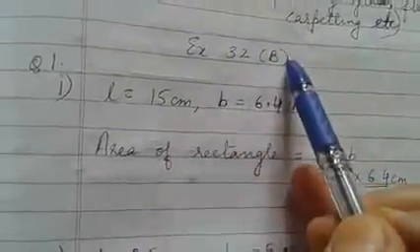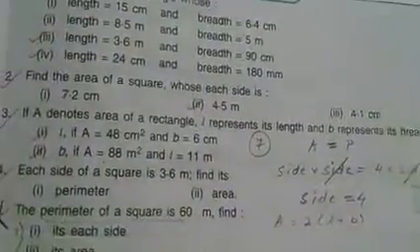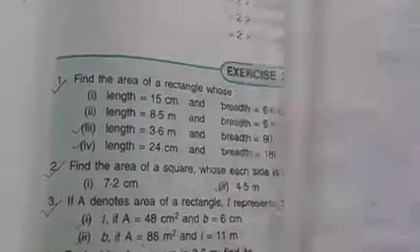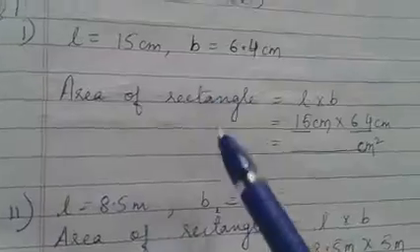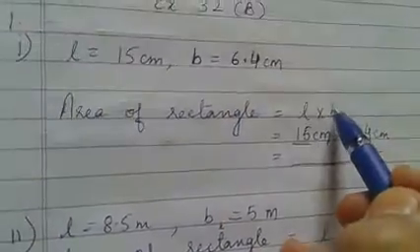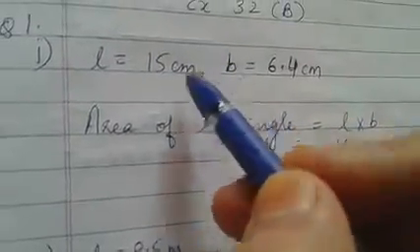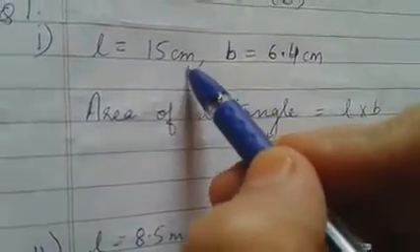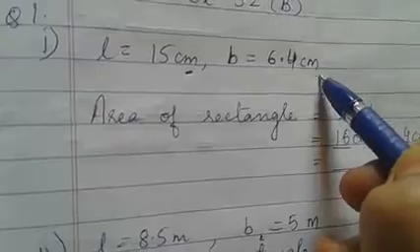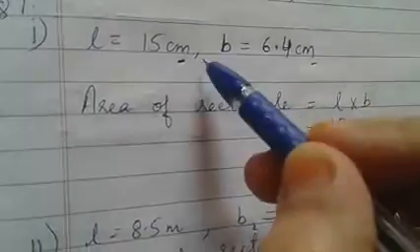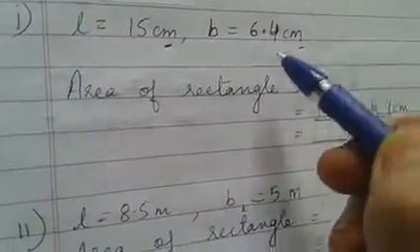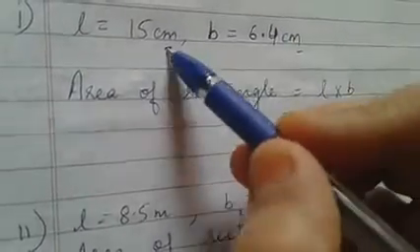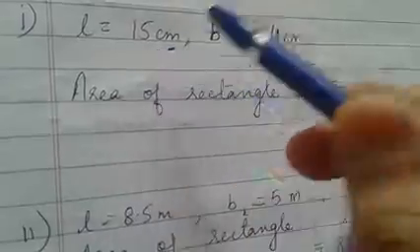Okay, exercise 32B. The question is, find the area of the rectangle. Now area of the rectangle means length into breadth. But the first thing I should check when I solve, even though it's very easy, is the units. Is it centimeter? Yes, then proceed. If one is meter and one is centimeter, conversion is needed. It completely depends on you whether you want to convert centimeter to meter or meter to centimeter. It's up to your choice.